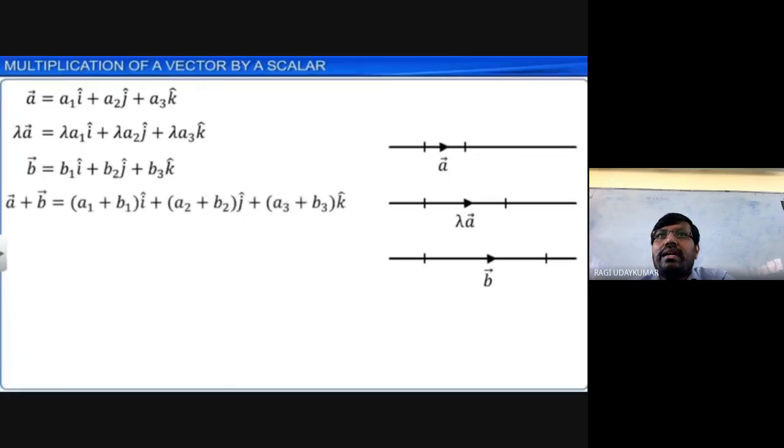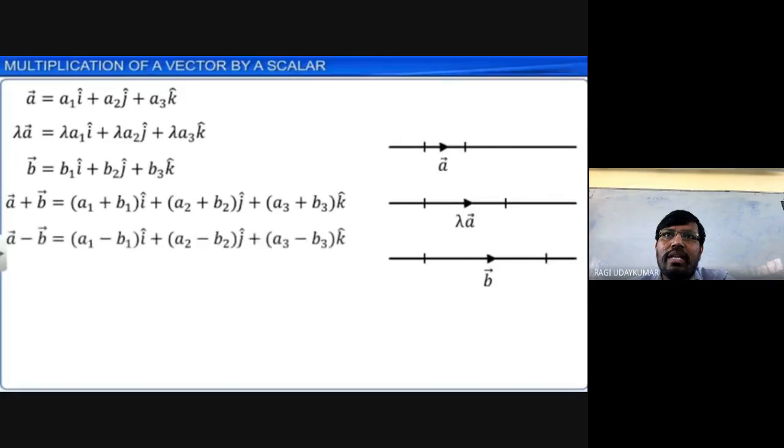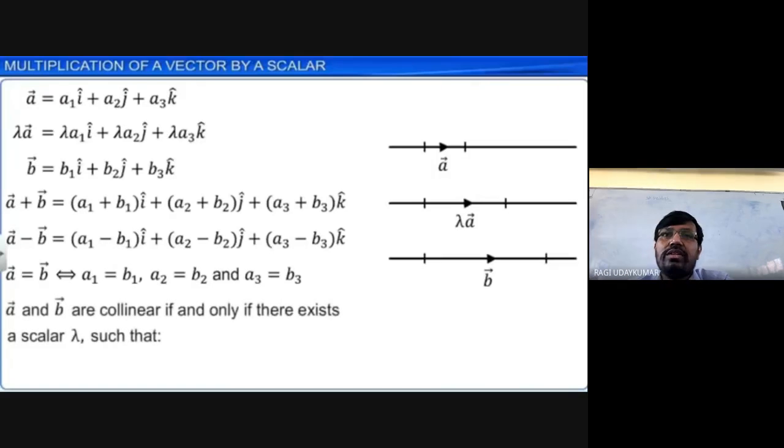If you add the vectors a bar and b bar, their corresponding components will be added, here a1 with b1. Subtraction is also done in the same way, with corresponding components. So it is better to write the component form of the vector every time, so be careful. And if two vectors are equal, their corresponding components will be equal: a1 equals b1, a2 equals b2, a3 equals b3. Two vectors are collinear if and only if there exists a scalar lambda such that one is a multiple of the other.